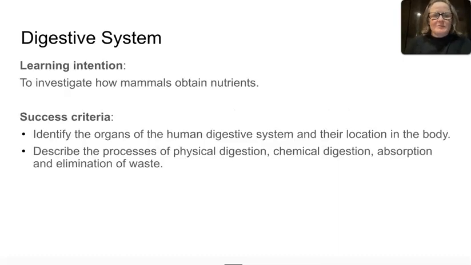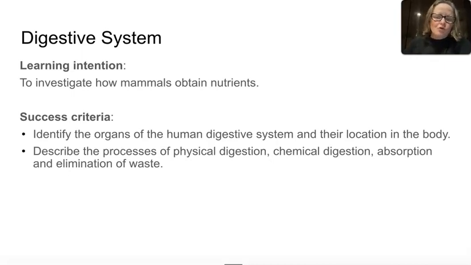In this video, we're going to look at the digestive system, and we're going to look in particular at mammalian digestive systems. This is how mammals obtain the nutrients from the things that they eat. Because mammals are heterotrophs, they have to have ready-made organic molecules, therefore they have to digest them in various areas of their body, and this will include physical digestion as well as chemical digestion.